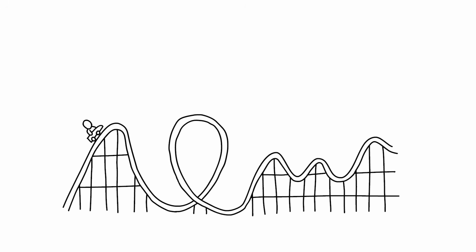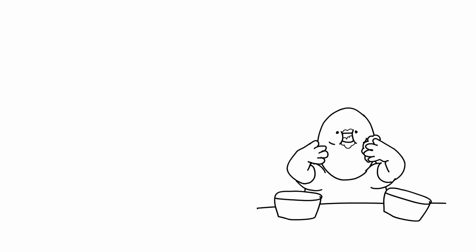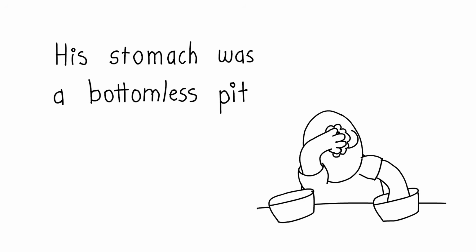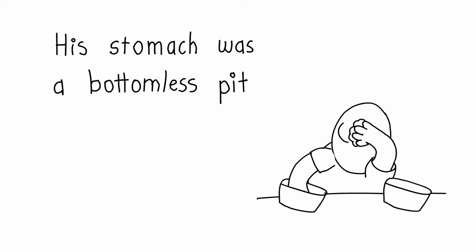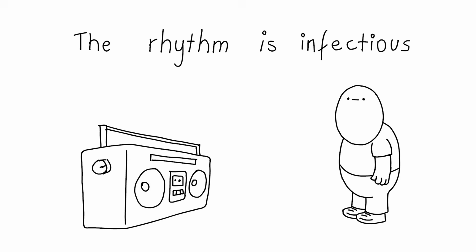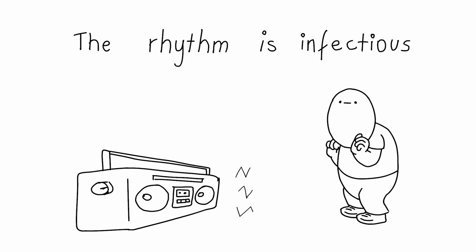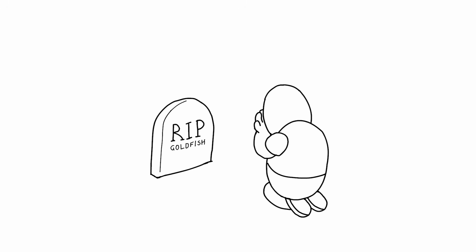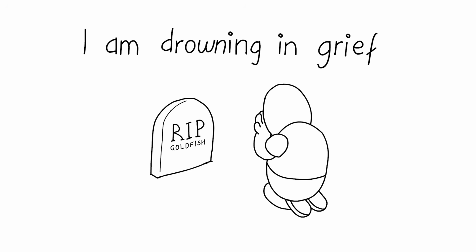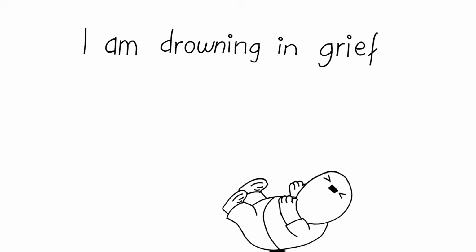For example, you could use a metaphor like life is a roller coaster to communicate that life is full of ups and downs. You could also use a metaphor like his stomach was a bottomless pit to emphasize that someone can eat a lot. Here's another example. The rhythm is infectious. Obviously, it doesn't mean that the song will make you sick, but it communicates the idea that the song is as catchy as a cold. You might also use a metaphor like I'm drowning in grief to describe how deeply you're grieving. Obviously, you're not actually drowning, but grief can feel very overwhelming and make it hard to breathe.